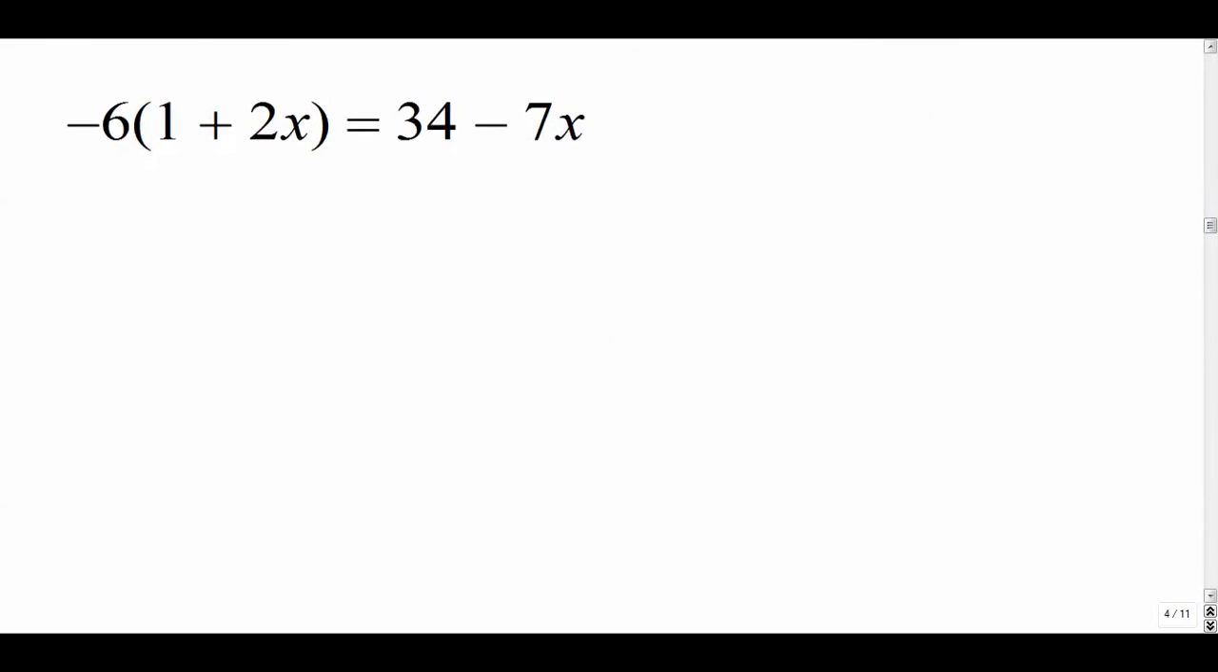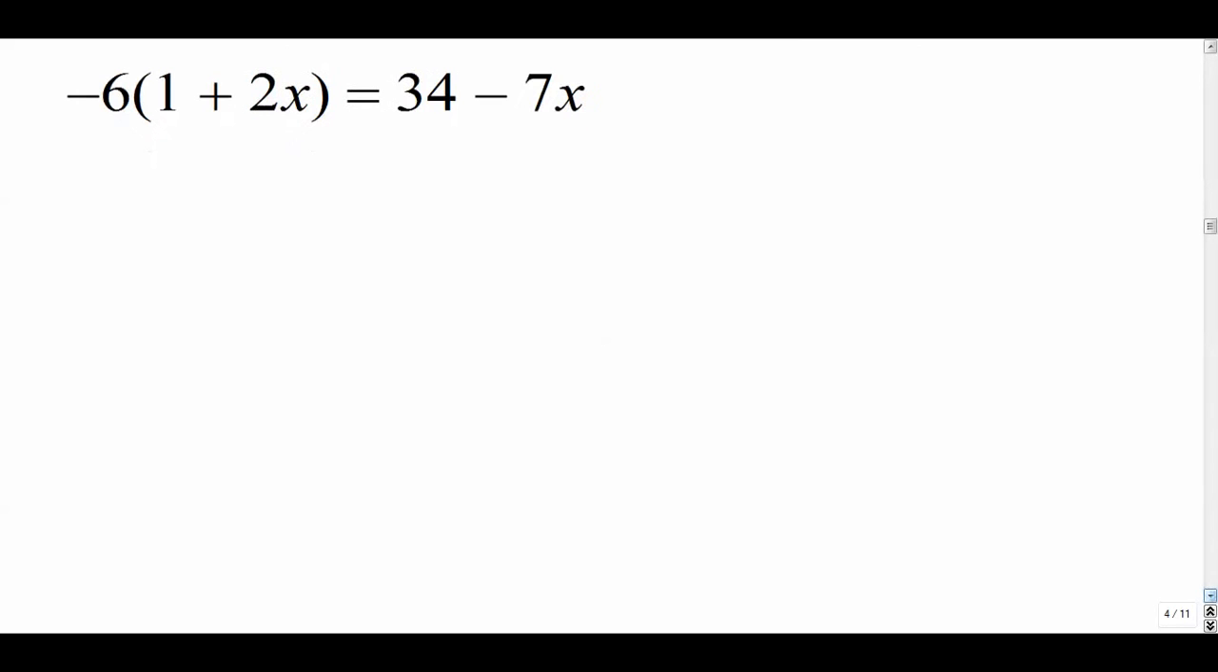All right, pause it, try this one. Variables on both sides and distributive property. We're going to take that -6 and distribute it, so it gives us -6 minus 12x equals 34 minus 7x.